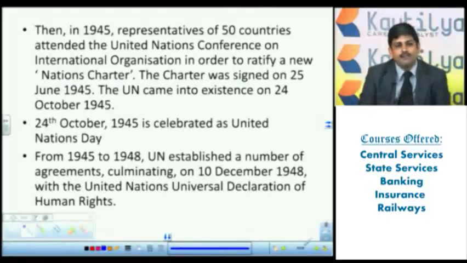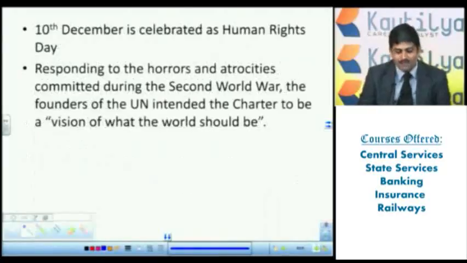From 1945 to 1948, a number of agreements and discussions continuously took place. 10th December became a very historic day, as for the first time in the world, the Universal Declaration of Human Rights was listed. So every December 10th is celebrated as International Human Rights Day.